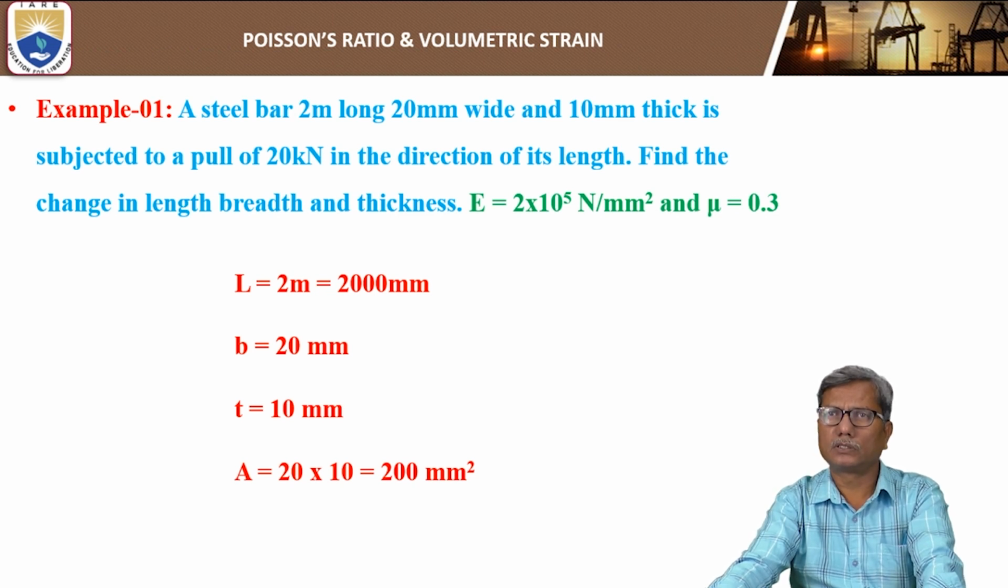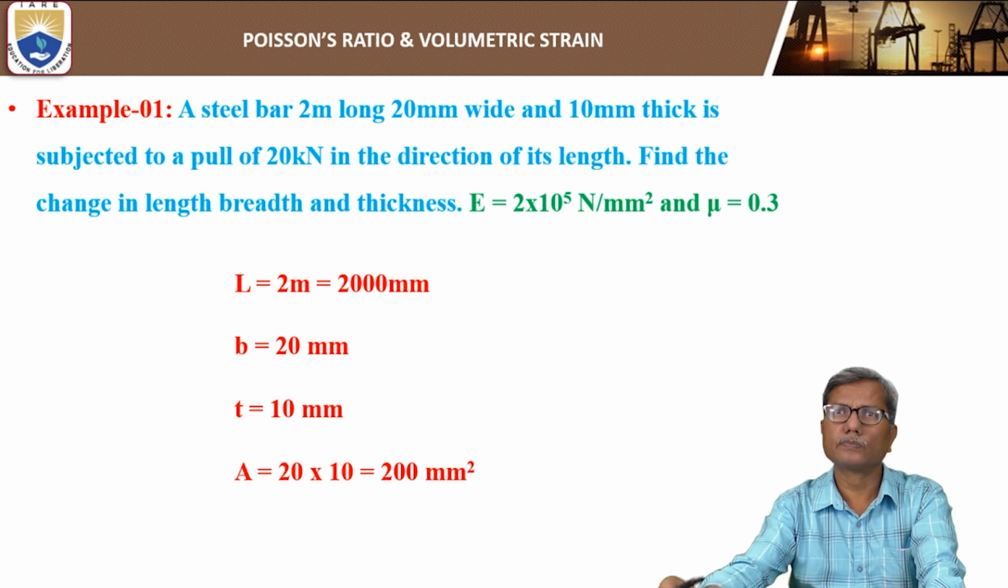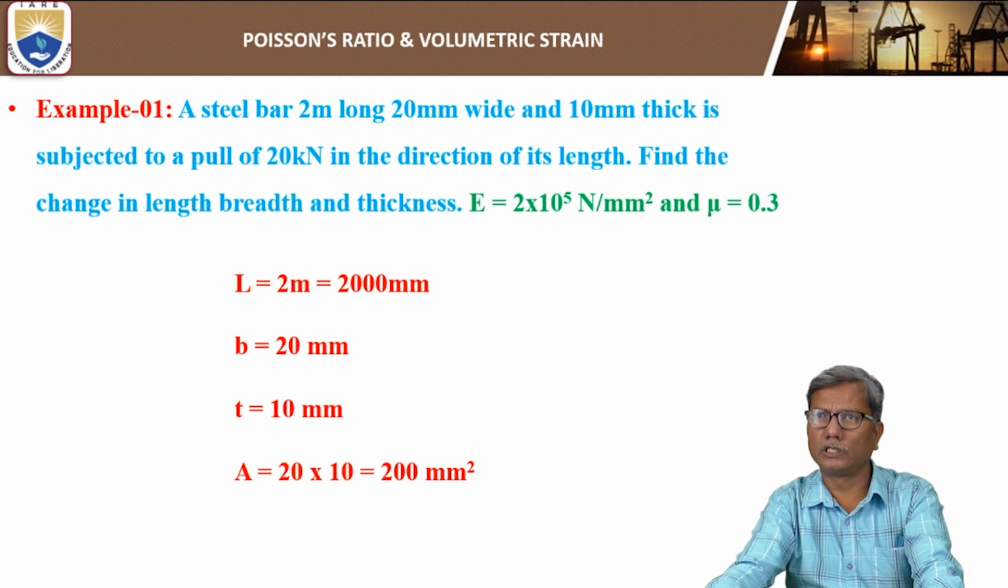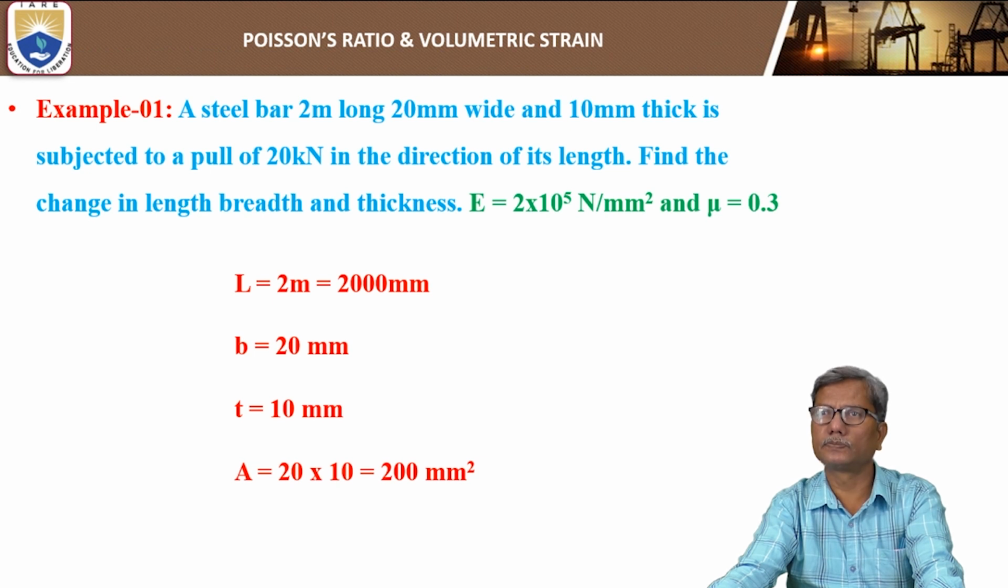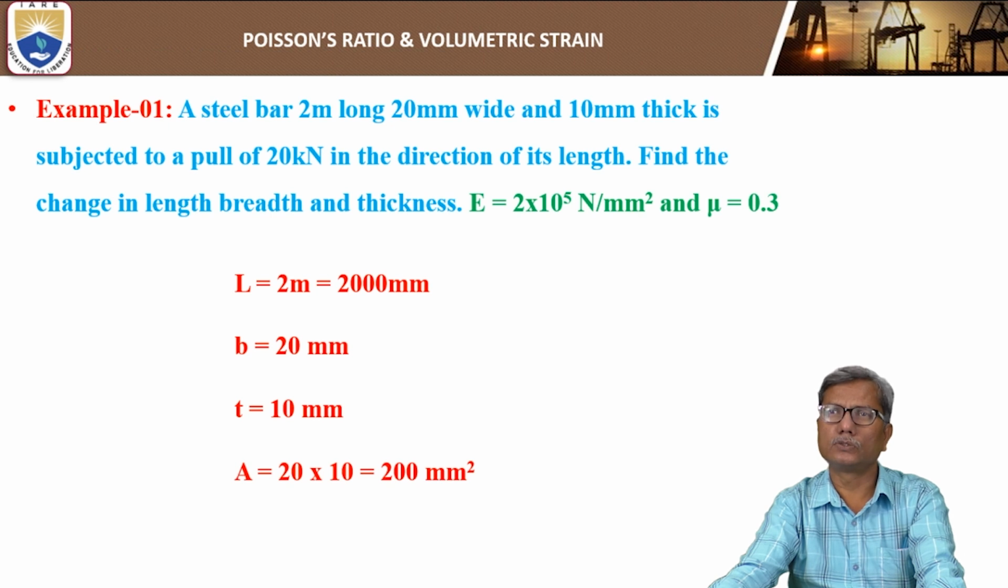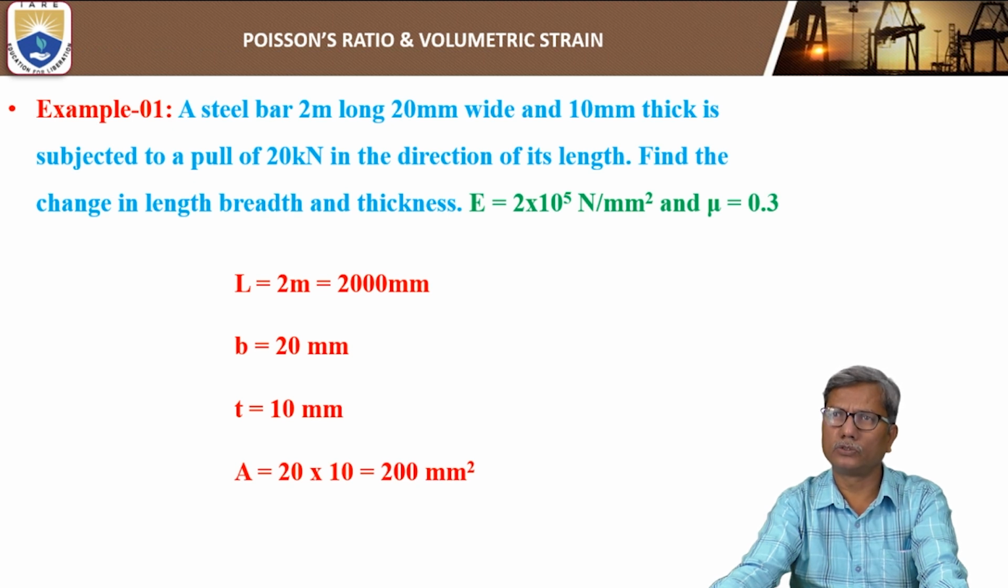A steel bar 2 meters long, 20 mm wide, and 10 mm thick is subjected to an axial pull of 20 kilonewtons in the direction of its length. Find the change in length, breadth, and thickness. The Young's modulus E is 2 into 10 power 5 Newton per mm square, and mu, the Poisson's ratio, is 0.3.